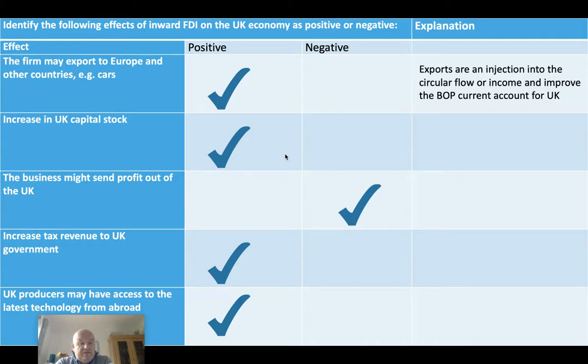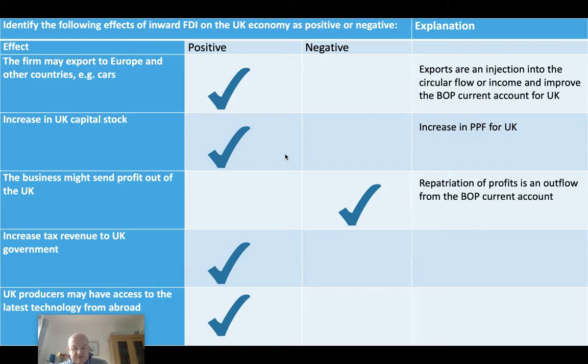Well, clearly, if they've chosen inward FDI into the UK economy, then exports are basically an injection into the circular flow of income and improve the balance of payments current account for the UK. If we take a look at the UK capital stock, that's going to increase the production possibility frontier for the UK, isn't it? Because effectively that's going to mean that overall we can produce more.